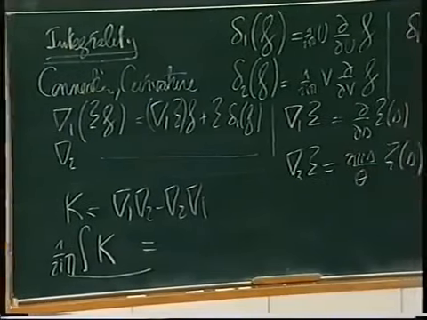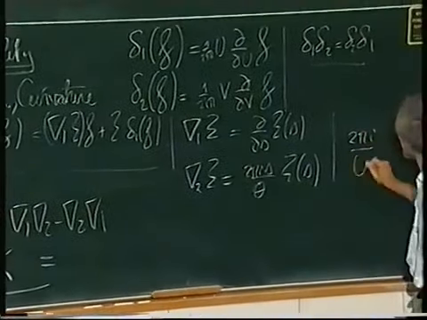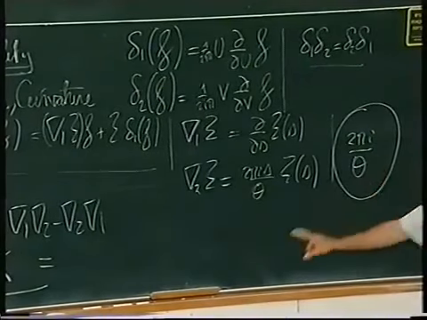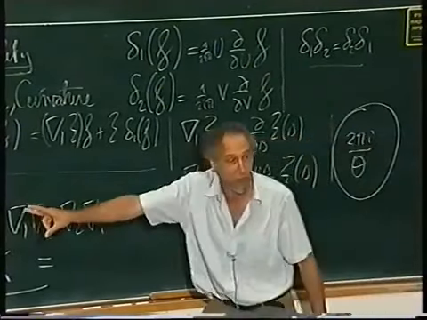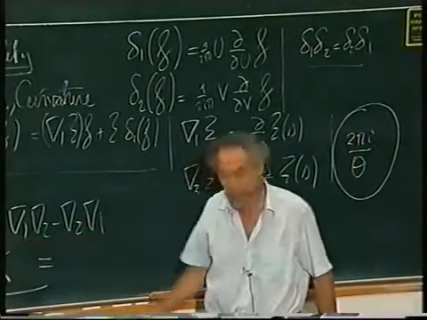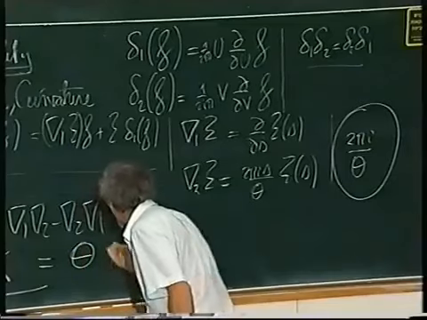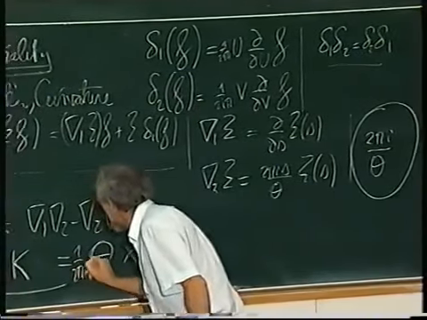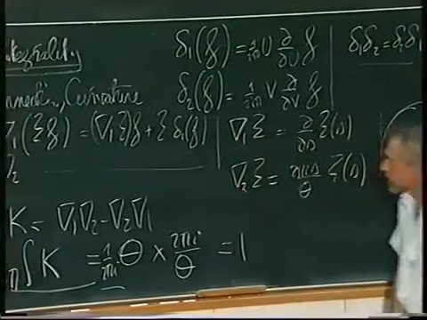This constant is easy to compute. It's just 2πi over θ. Okay? If the curvature is constant, the integral curvature will be the product of the dimension of the vector bundle by the constant. But the dimension is θ. Okay? And what do you get? You get θ multiplied by 2πi over θ. And of course, everything is divided by 2πi. So you get 1. Okay?